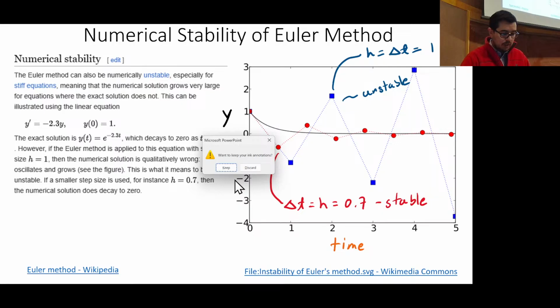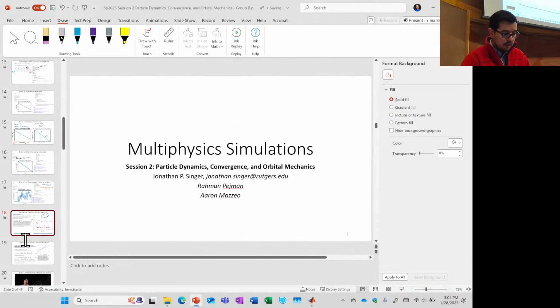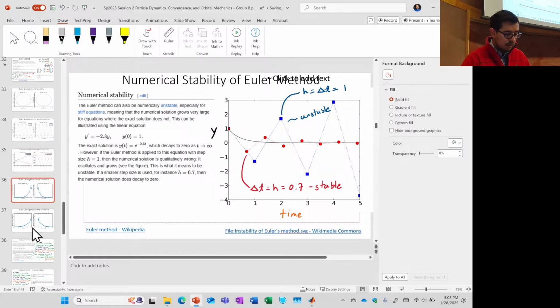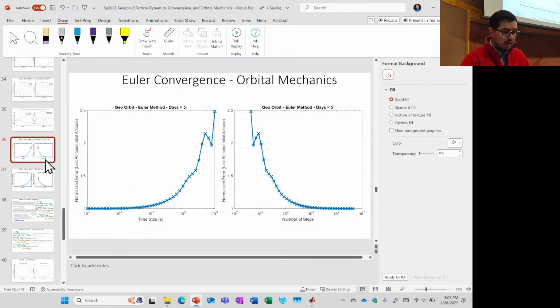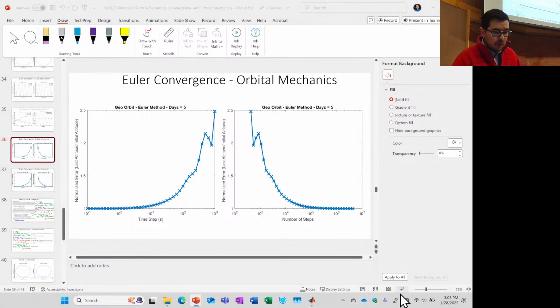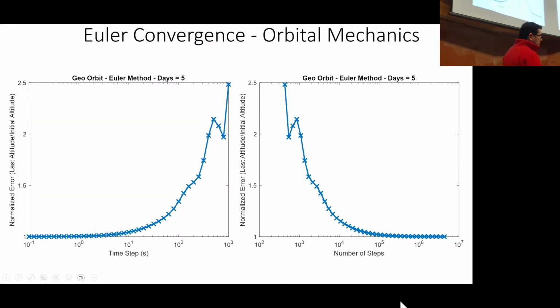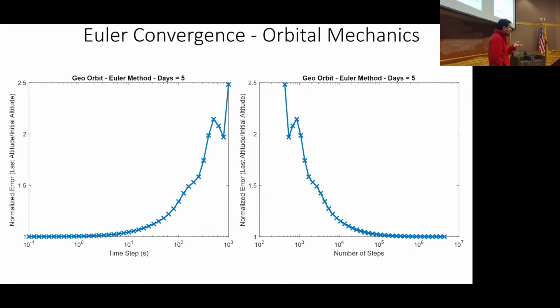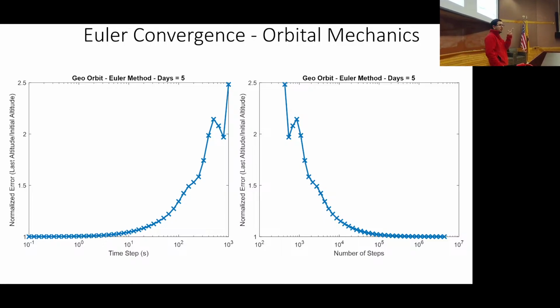gonna jump to something. Okay. That when you're doing these assignments, okay, you're going to get into a situation where you have a choice of plotting the time step on the x-axis or the number of steps on the x-axis. And then you're going to have the error on the y-axis. You can see that these are mirror images of each other, right?